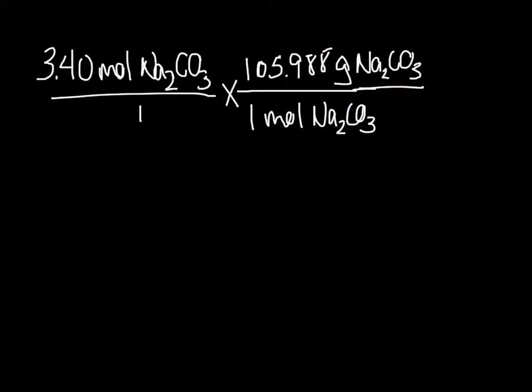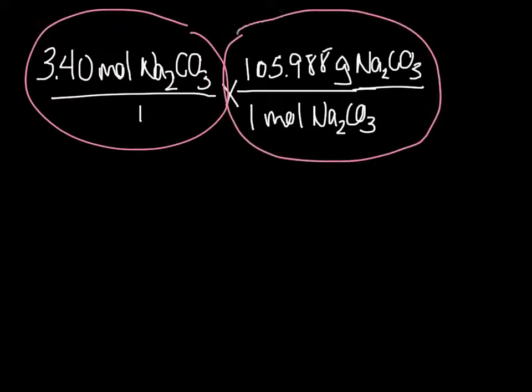Alright, so now you should have this. You have your given over 1, then you're multiplying that by your conversion factor that you found on your mole conversion flowchart with the molar mass that you just calculated plugged in for the grams. Now what we can do is we can cancel out our units that are the same on top and bottom, so the moles can cancel. Then we're left with grams, which is what we wanted in our answer.